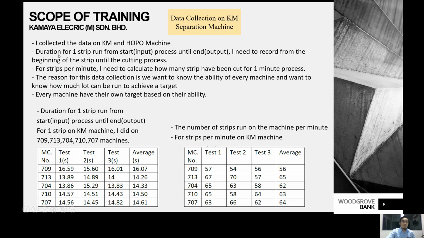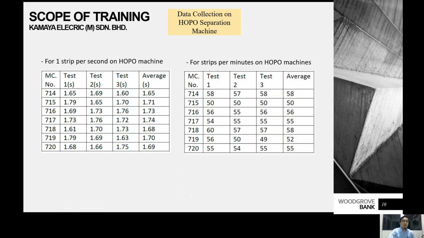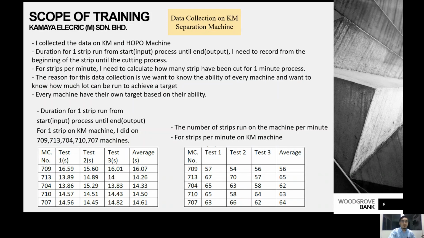I did the data collection for the duration of one strip run from the start of the input process until the end. And for strip per minute, I need to calculate how many strips have been cut in 1 minute of process. This is the data that I got from this data collection. The data collection is very important because we want to know the ability of the machine.